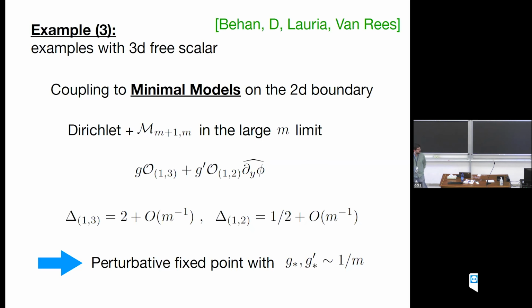So you need both G and G prime different from 0 to get the fixed point. G and G prime different from 0. So for instance, if I would have got a fixed point with just G different from 0 and G prime 0, it would be boring because it will not be coupled to the bulk. Actually, that of course exists because it's the famous RG between two minimal models, which is just triggered by O13. But there is also this other fixed point in which you have also G prime turned on.